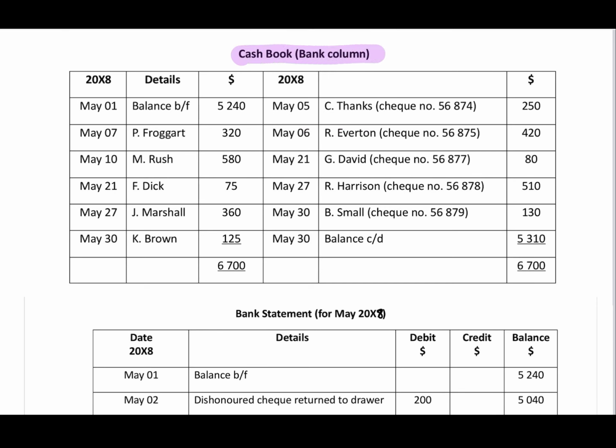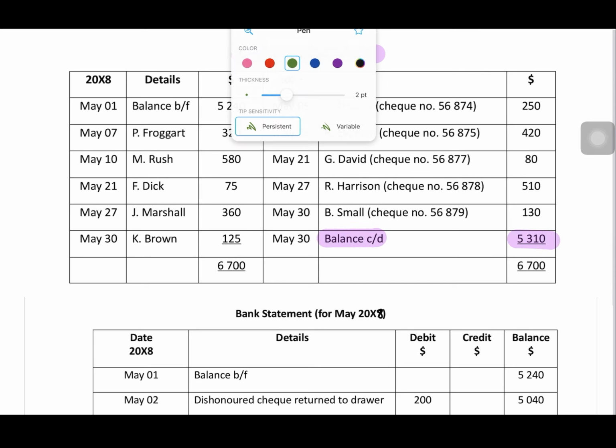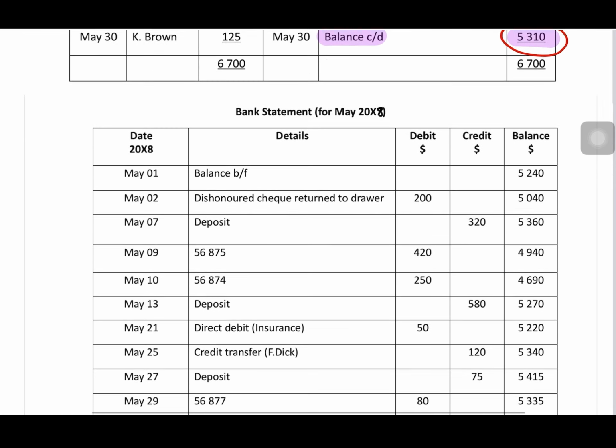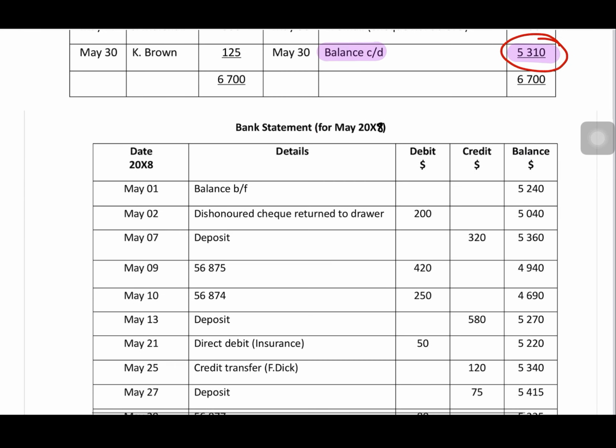First we are given the cash book of the business, right? There we can see a balance brought down for 1st May 2008. Then there are some transactions recorded in the cash book by the business, and then we have the balance carried down, 5310. Now this balance ideally should match with the bank statement balance which we receive from the bank. So let's see whether it's matching or not.